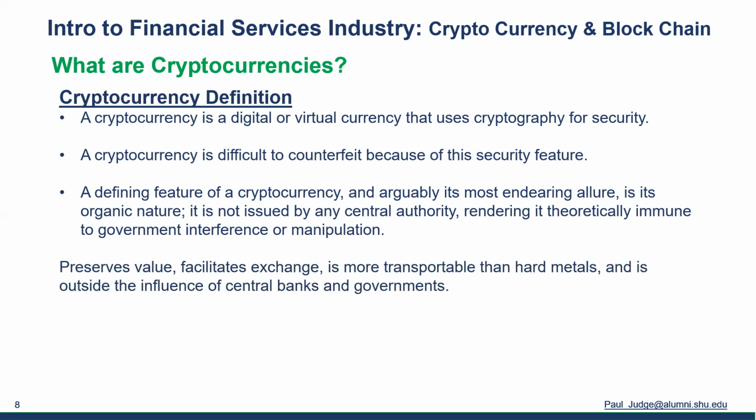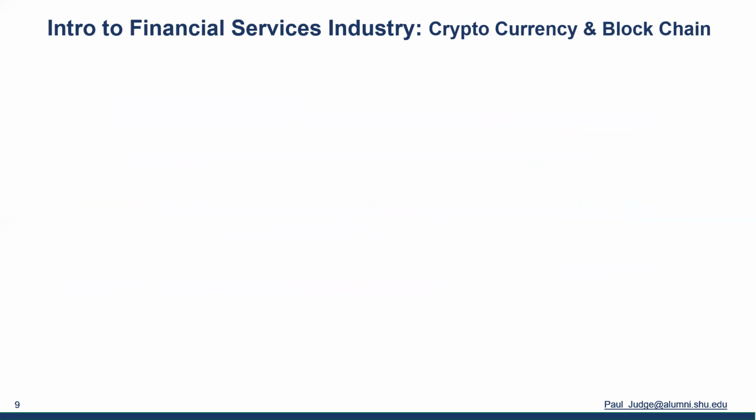Now, in this model, cryptocurrencies preserve value, facilitate the exchange of value, and it's more transportable than hard metals, obviously. You can't carry around a bag of gold or silver coins. And it's outside the influence of central banks or governments. So that's the definition of a cryptocurrency and what the value proposition is.